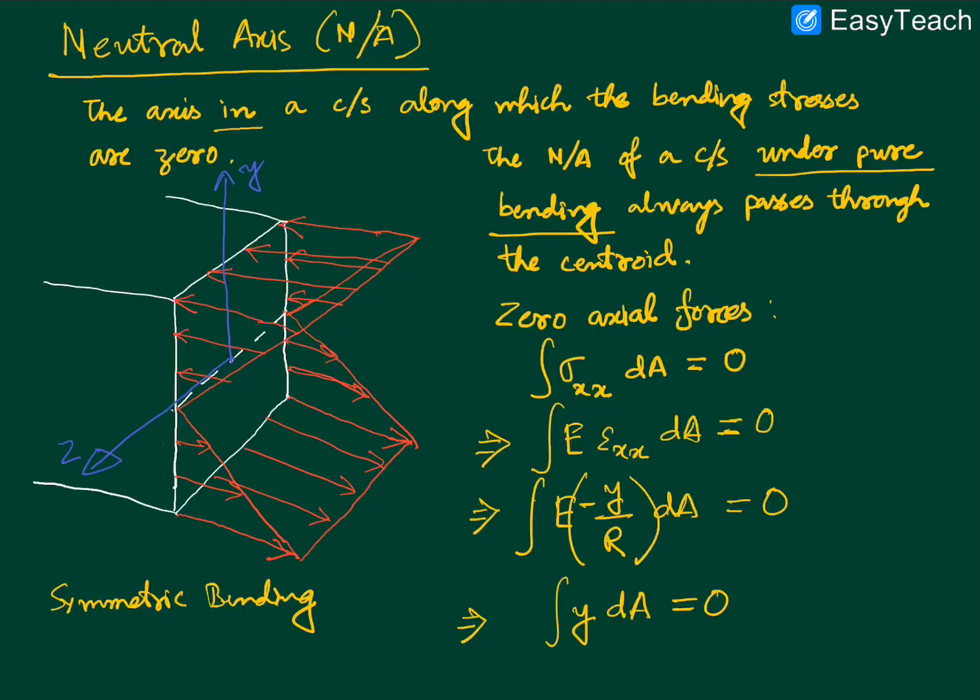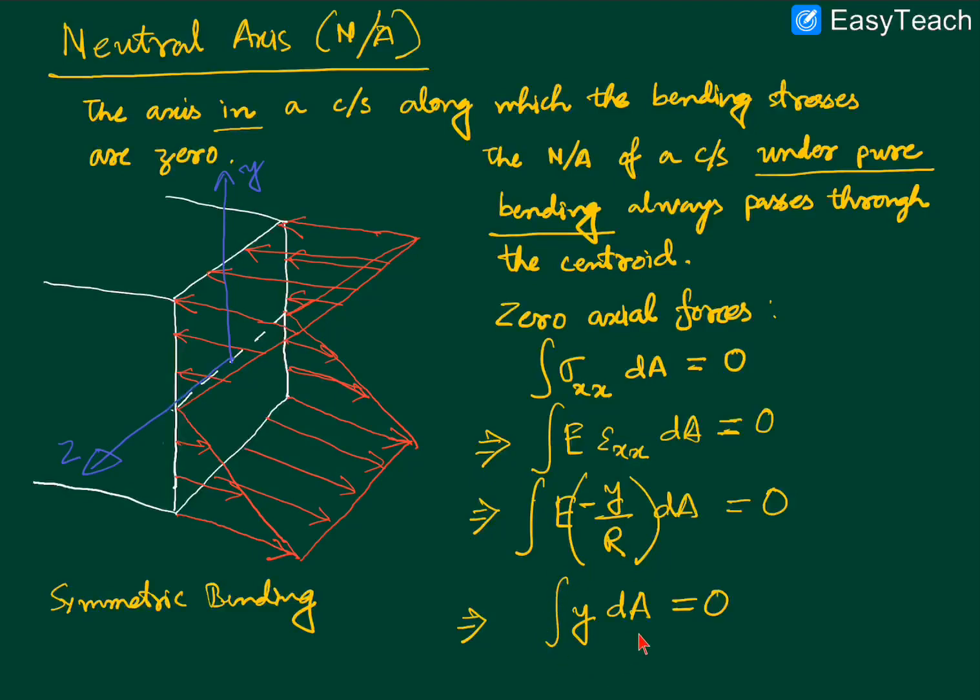And this shows us that what we wanted to prove has actually already come out. So let's recap what we have actually done here. We wrote the sigma xx using Hooke's law as Young's modulus times the epsilon xx. We represented the epsilon xx in terms of y by r, and then we obtained this thing.